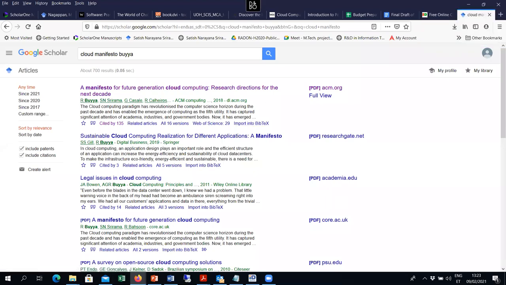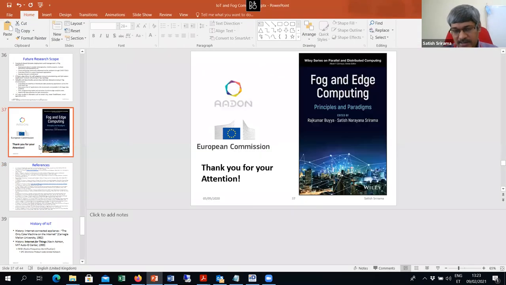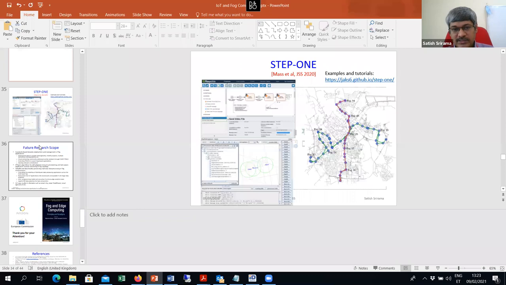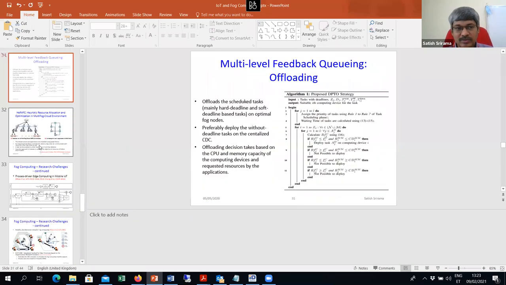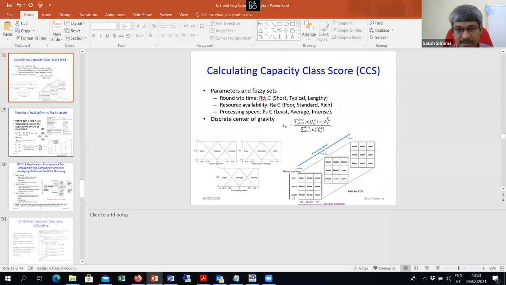Next question: will fog computing increase throughput or not? It will definitely increase throughput. But that is where you have to address these sorts of QoS challenges. For example, in this quality of experience, you will still have some sort of throughput. How far the fog node is will have some effect. Round trip time depends on how far the fog node is.